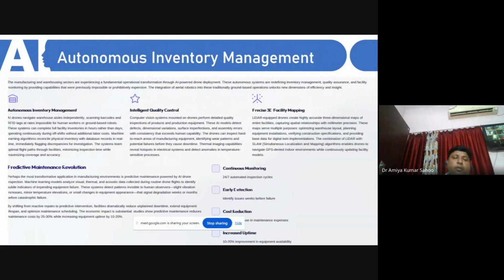Drones navigate the warehouse aisles independently, scanning the barcodes and the RFID, which is impossible for human workers or ground-based robots. These systems can complete full facility inventories in hours rather than days, operating continuously during the off shifts without additional labor costs. This is related to autonomous inventory management.